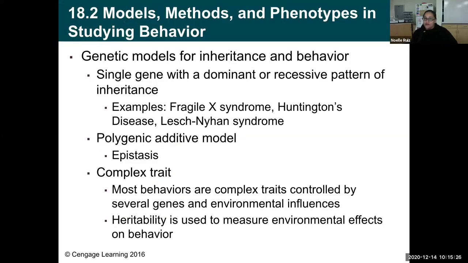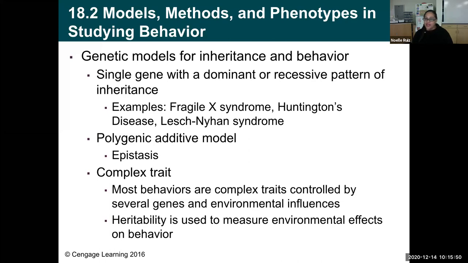So there are various models, methods, and phenotypes in studying behavior. Genetic models for inheritance and behavior. There's a single gene with a dominant or recessive pattern of inheritance. These are very rare. Most behavior genes are more complex than just dominant recessive. There are some examples: Fragile X syndrome, Huntington's disease, Lesch-Nyhan syndrome.